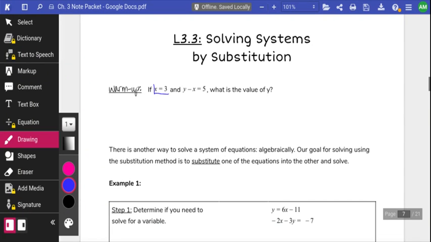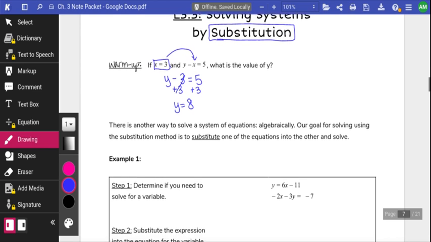If x is 3, can't I substitute that for x into this equation? So that would be y minus 3 is equal to 5. Then I could add 3 to both sides, and I'd get y is equal to 8. So that process of taking something and replacing it with something equivalent is called substitution. And that's what we're going to talk about today, but this time we're going to talk about solving systems using substitution, not just solving an equation.